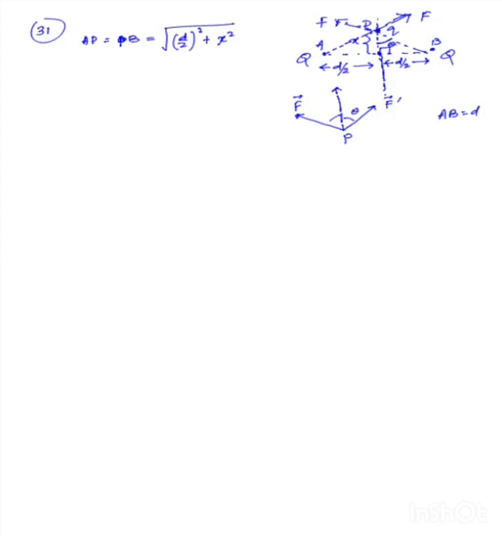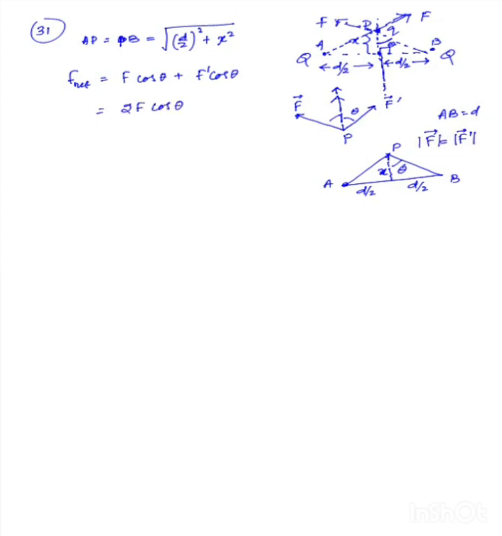So let me draw that triangle again over here. Not exactly the triangle, but I have considered the triangle as a whole. So this is the point P, which is lying at a distance x, and this is d over 2 on either side, and so this angle is going to be theta, and from that we can obtain the cosine component. Both those cosine components are going to act along that direction. So F net is going to be equal to F cosine theta plus F prime cosine theta, and because the magnitudes are the same, that is F is equal to F prime, we have 2F cosine theta, and that's going to be the resultant.